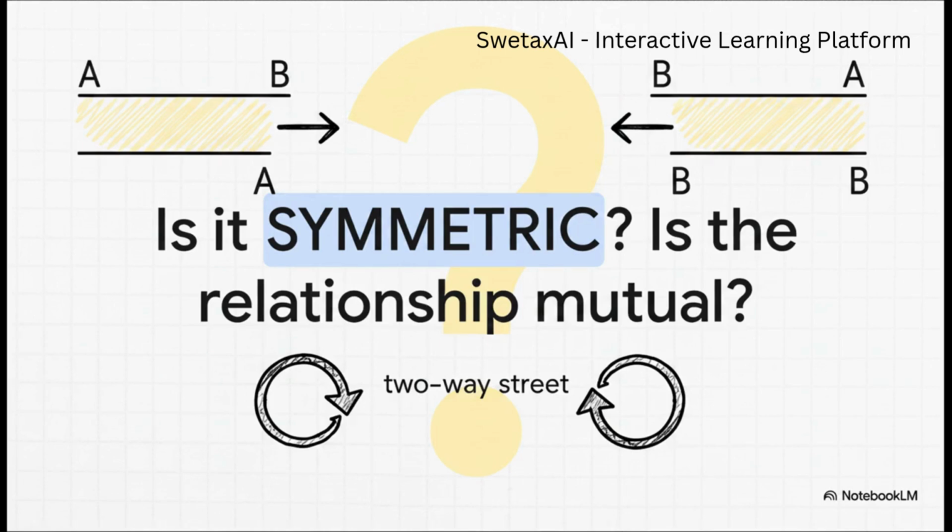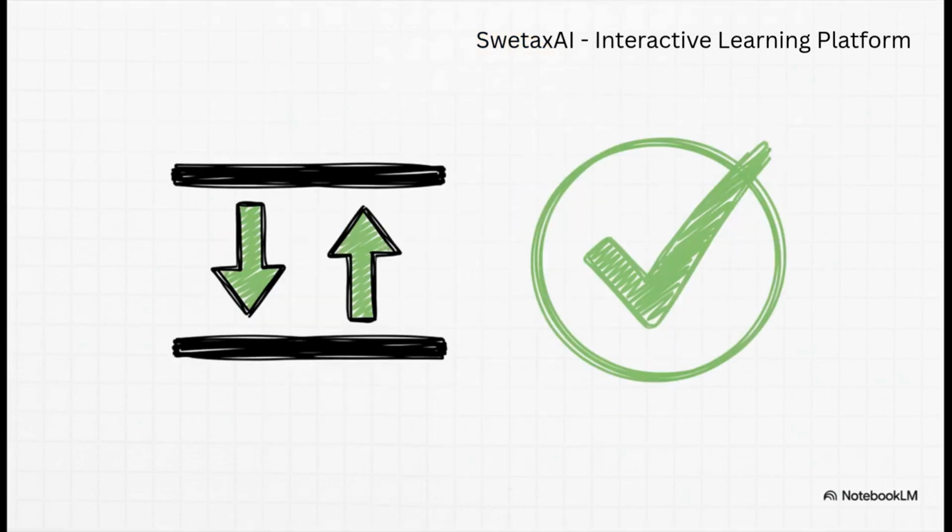So if line A is parallel to line B, does that automatically mean line B has to be parallel to line A? Absolutely it does. Being parallel is a mutual thing. It doesn't matter which line you say first. So it clears the second hurdle, no problem. Test 2?